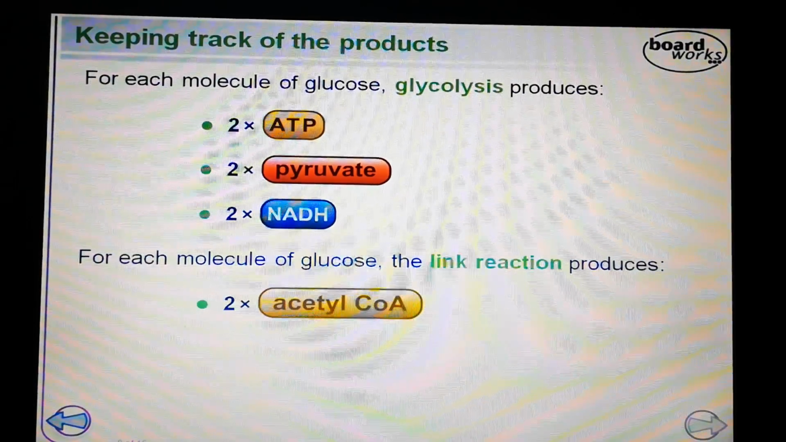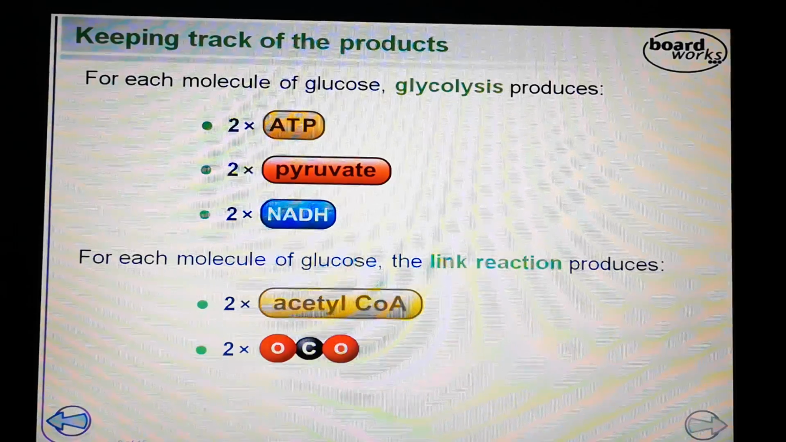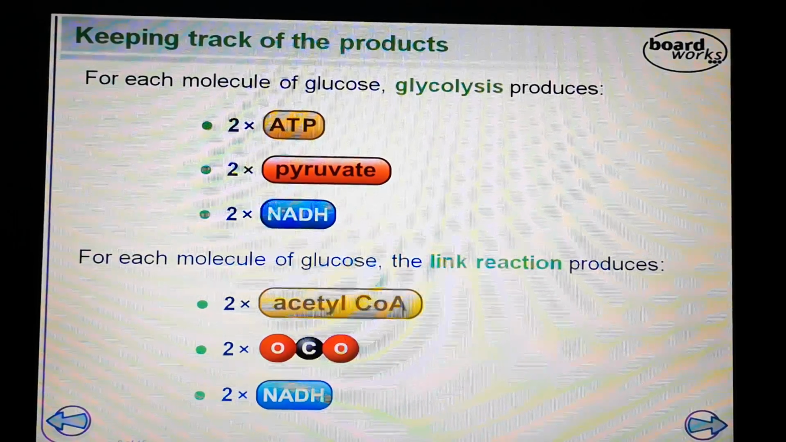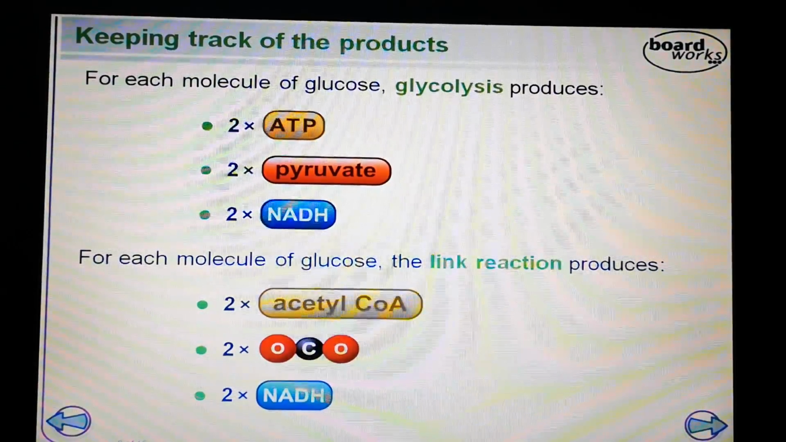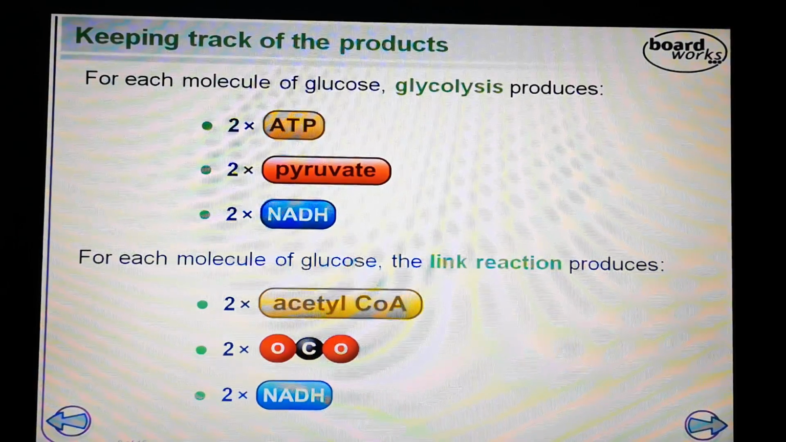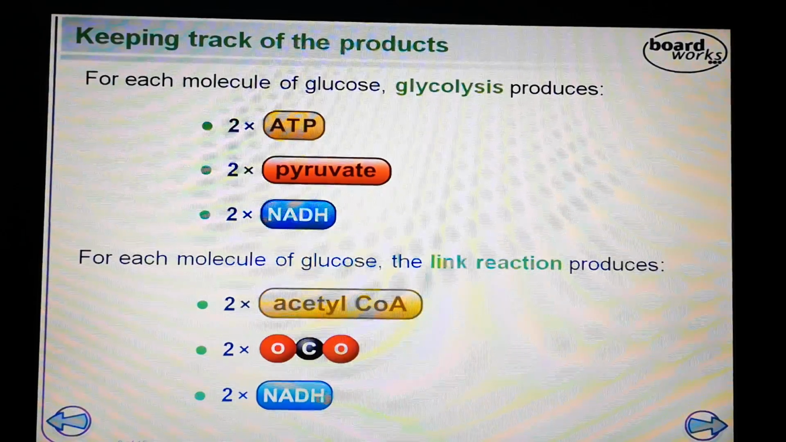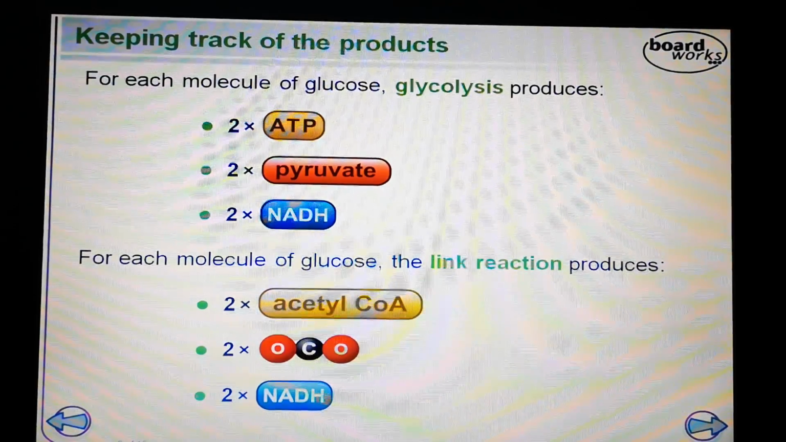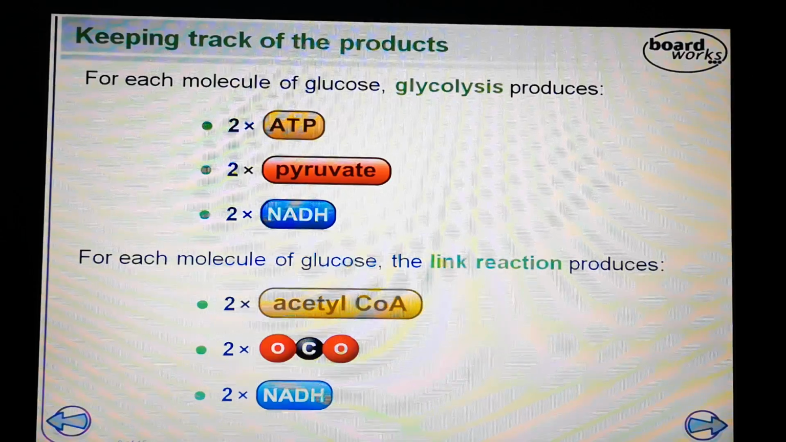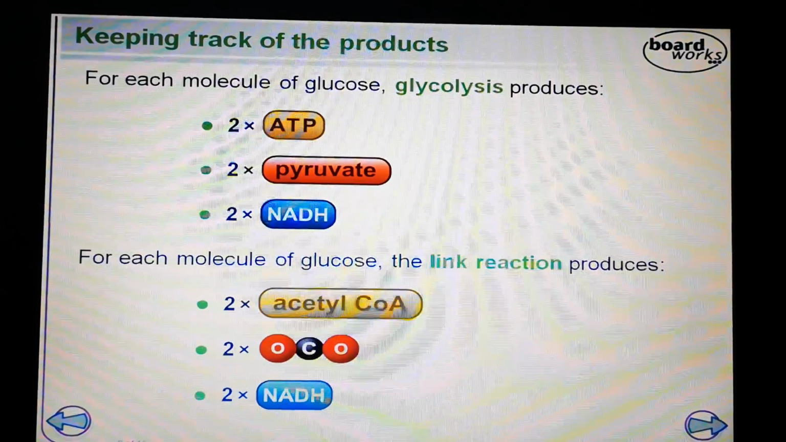Whereas the link reaction, we will end up with 2 molecules of acetyl coenzyme A, 2 molecules of carbon dioxide, and also 2 reduced NAD coenzymes. Now, remember that because 1 glucose molecule yields 2 pyruvate, each of those pyruvate will go on in the link reaction to produce an acetyl coenzyme each, which is why you have 2 acetyl coenzymes. And to make an acetyl coenzyme from pyruvate, we lose the carbon dioxide and we lose the hydrogen. So that's why we've got 2 times carbon dioxide and 2 times hydrogen.